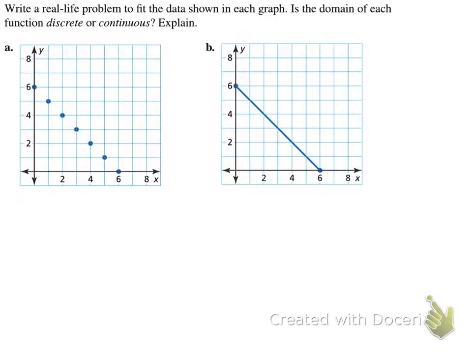Here's one. It says write a real life problem that fits the data in the graph. Is the domain of each function discrete or continuous? Number one, is A discrete or continuous? Discrete. B, discrete or continuous? Continuous. Can anybody think of a real life situation for this data?